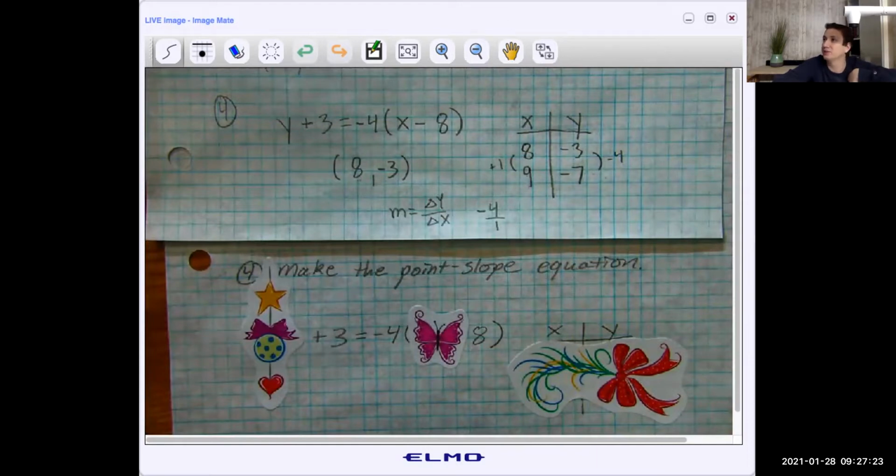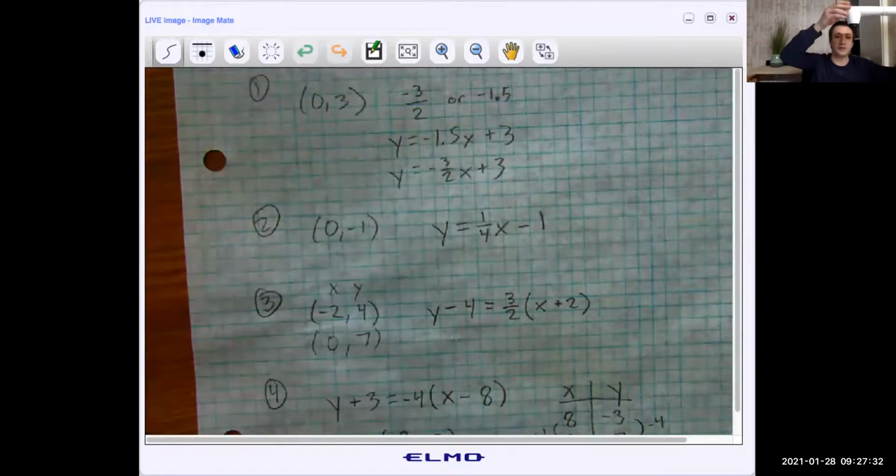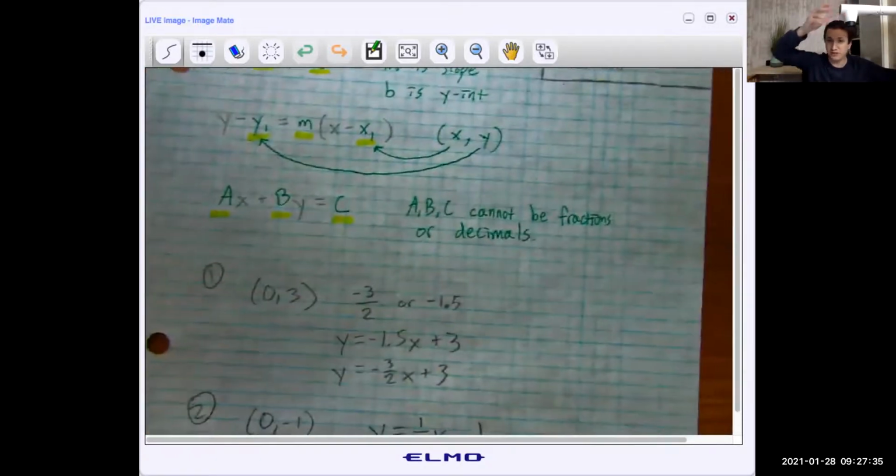All right, so here is what you're going to do next. We are done taking notes. You're done with your lesson today. You are going to use these to help you on the quiz. It's that Unit 5, Quiz 5.